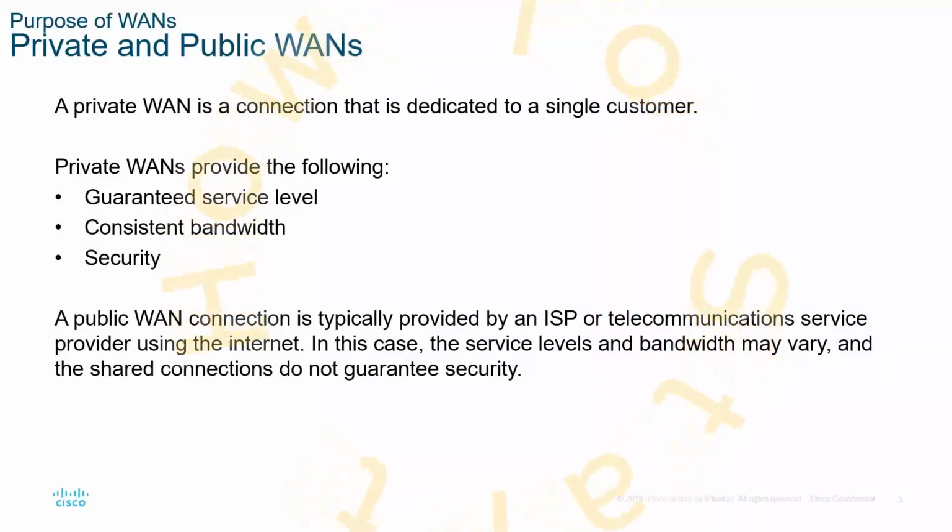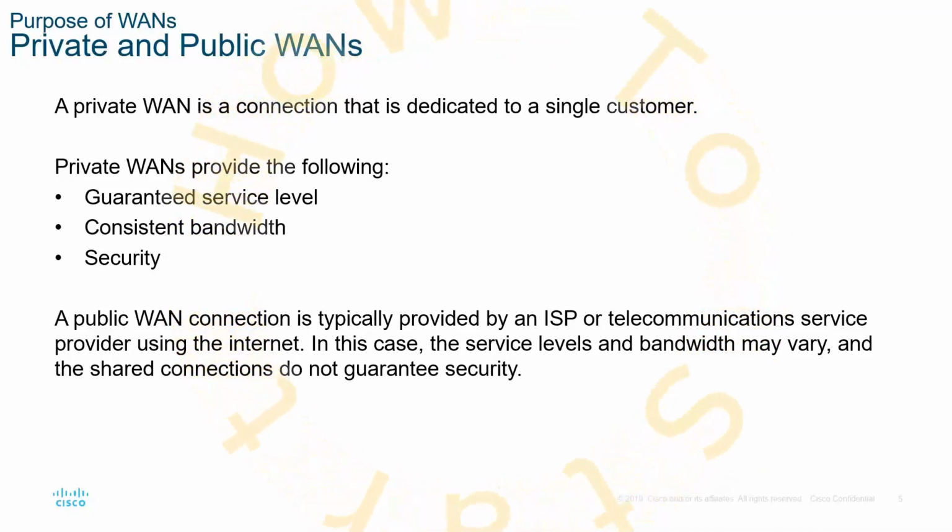So there are two main types of WANs. Private WANs and public WANs. A private WAN is a connection that is dedicated to a single customer. A private WAN could be a guaranteed service agreement using an SLA. It will also ensure consistent bandwidth, no fluctuation, and it does provide a little bit better security.